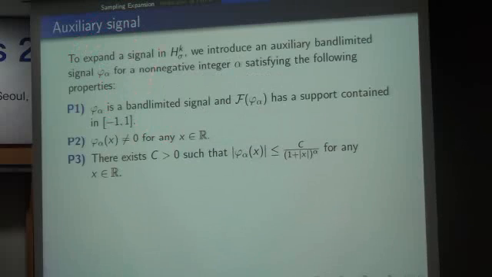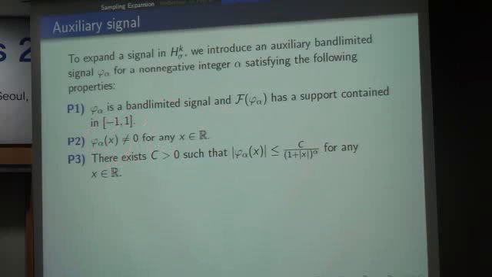So I want to introduce one signal, and define the auxiliary signals. Phi sub alpha is the auxiliary band-limited signal, and alpha is a non-negative integer, satisfying the following properties. Phi sub alpha is a band-limited signal with bandwidth 1. Yes, by scaling we can make the bandwidth so the support is 1.